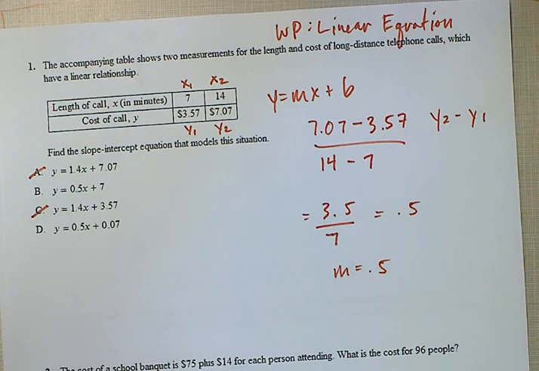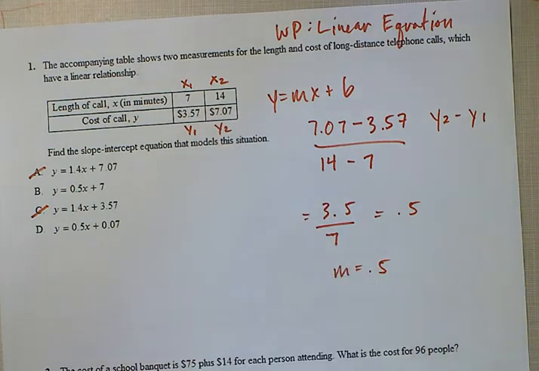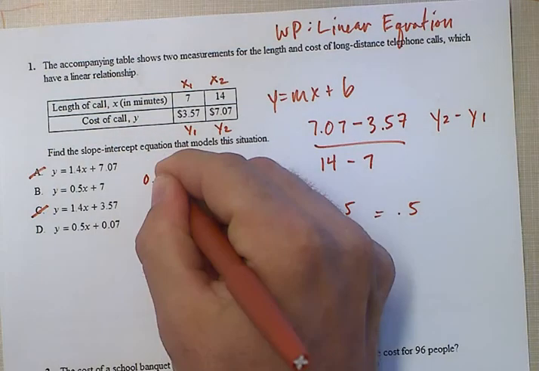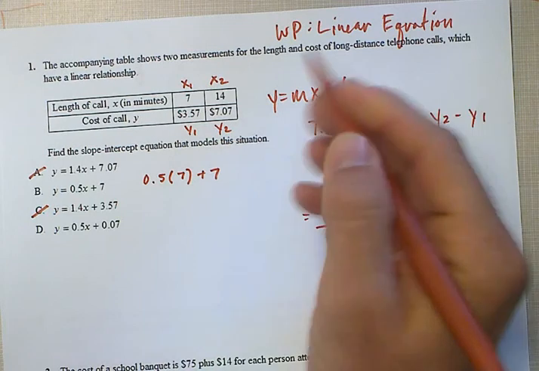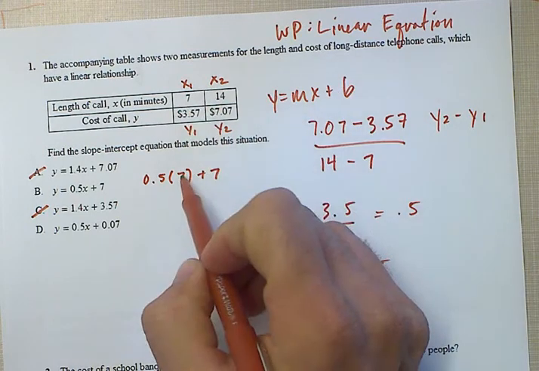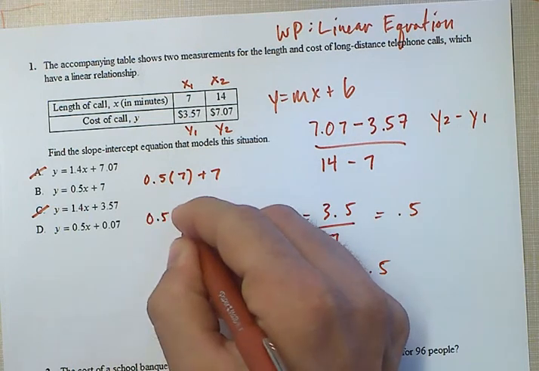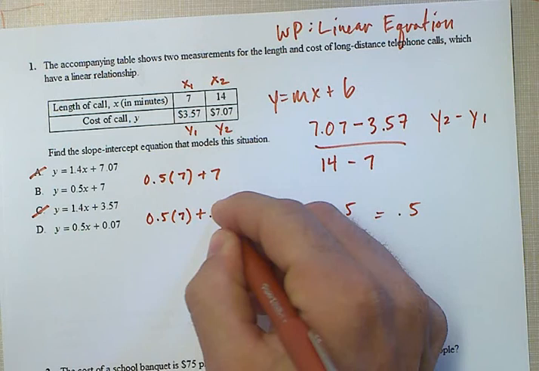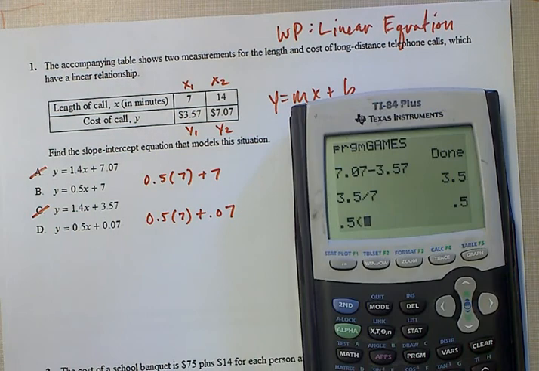Now if I want to plug in this slope and get one of these values, what I would have to do is say, okay, is it 0.5 times 7 minutes plus $7? If that's the case, if I plug in 7 for x, I should get 3.57. Or is it 0.5 times 7 plus 0.07? Now if I'm using my calculator here, I could say 0.5 parentheses 7 plus 7 and get 10.5. That's my result here.